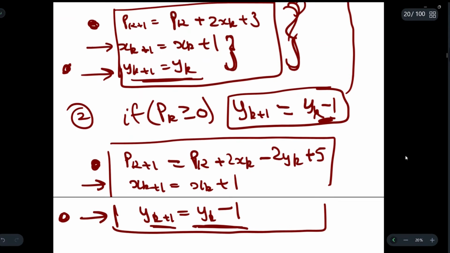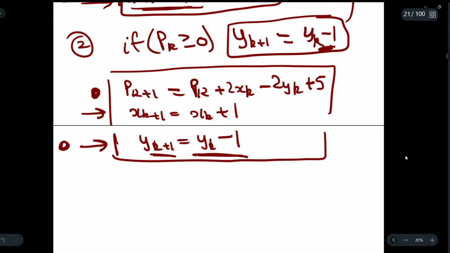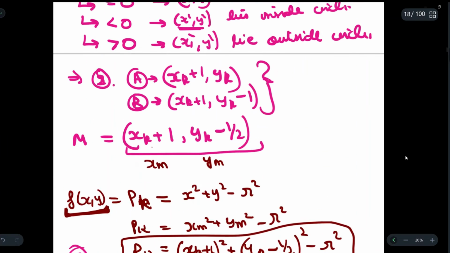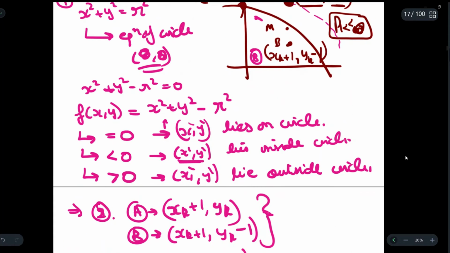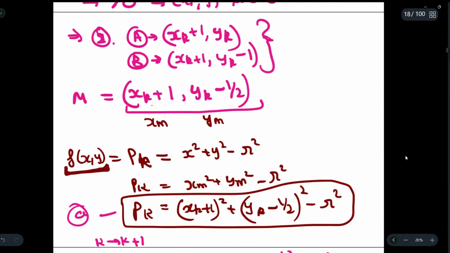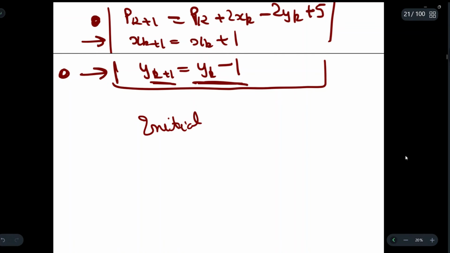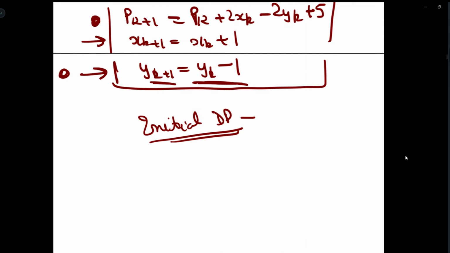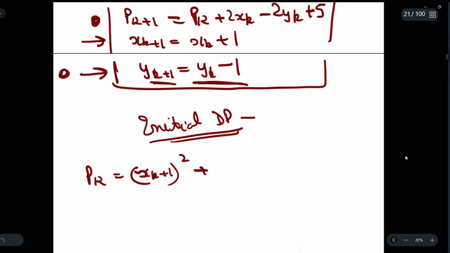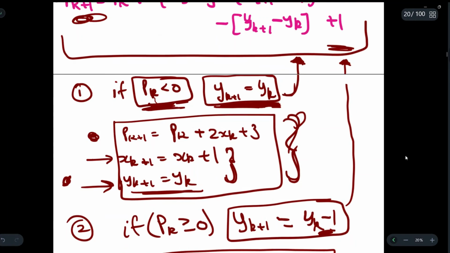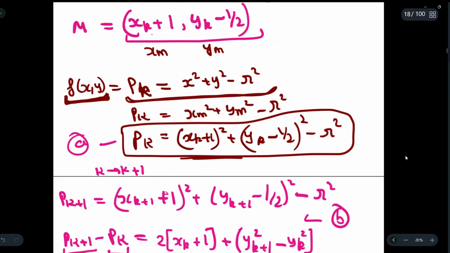Now we will find out the initial decision parameter. That is, first we had found out the decision parameter, that is over here. This is the decision parameter which we had used over here. Now we will be finding out the initial decision parameter, which will be found by using the same equation as we used for pk before. That is, pk will be (xk plus 1) whole square plus (yk minus half) whole square minus r square. That is, we have simply used the equation that we had used earlier for the decision parameter.